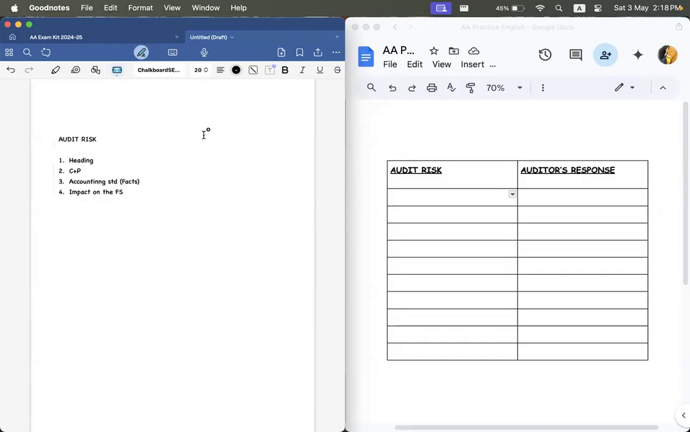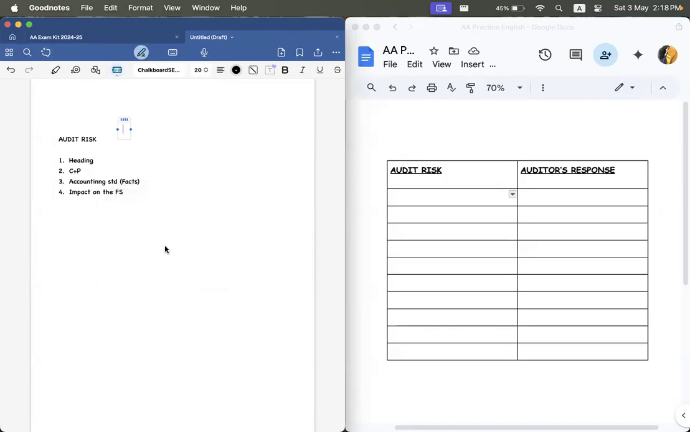Now, in the auditor's response column, you have studied about the investigation, that is physical examination and stuff like that, right? In the notes. So you're going to use the same here.